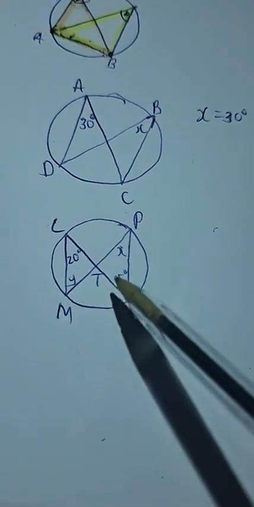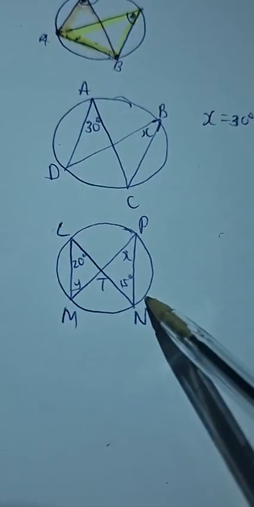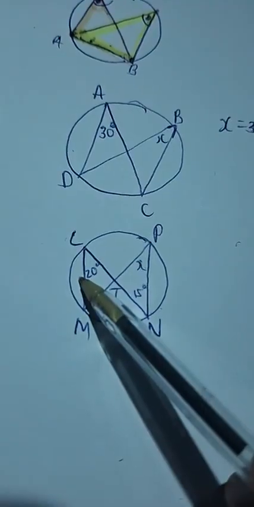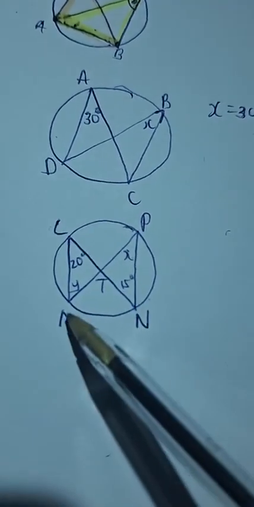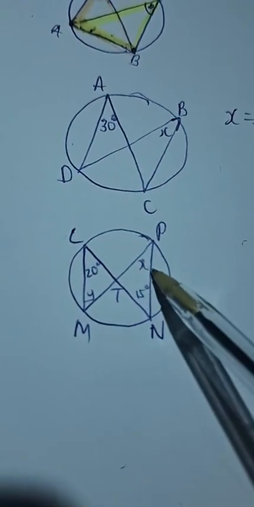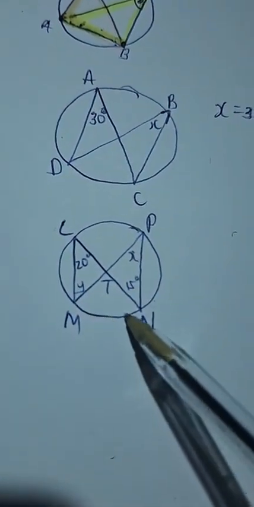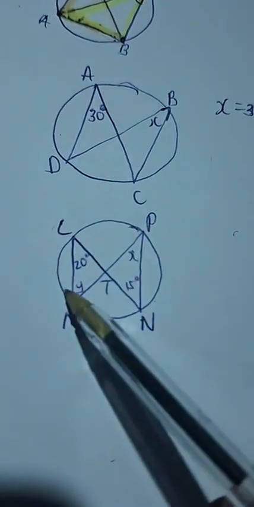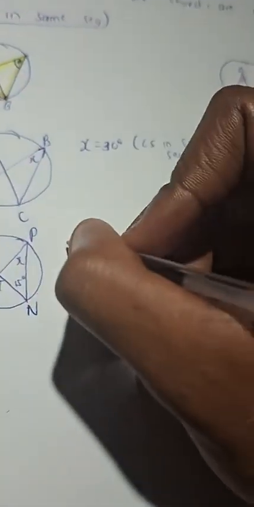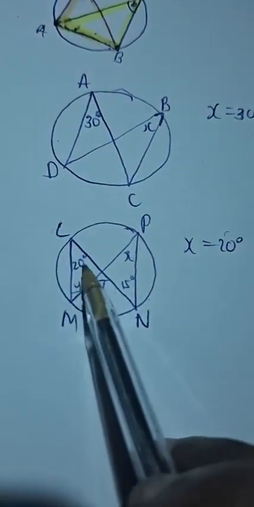So in this situation, grade 11s, we have a circle, we have an arc MN which is subtending 20 degrees, and then arc MN still is subtending another angle at the circumference which is x. So what is the relationship between the x and the 20 degrees since they are subtended by the same arc at the circumference? We say x is equal to 20 degrees. In other words, this x is equal to this 20 degrees.